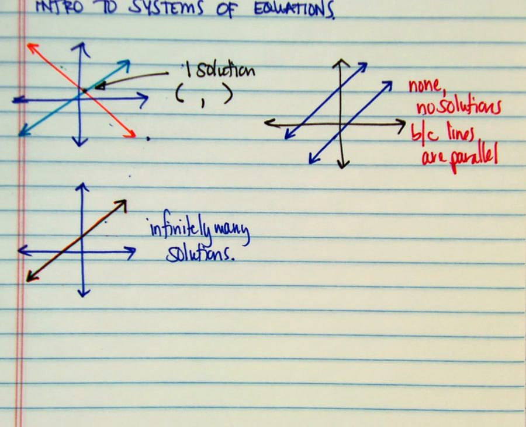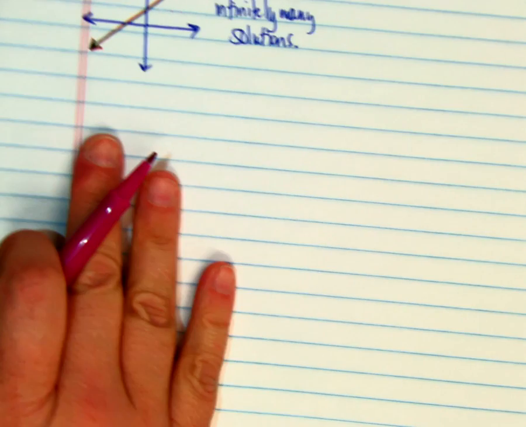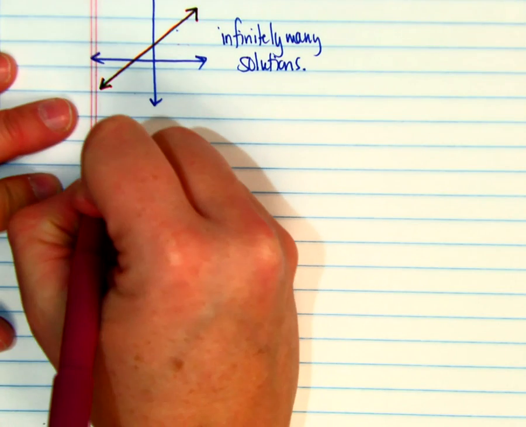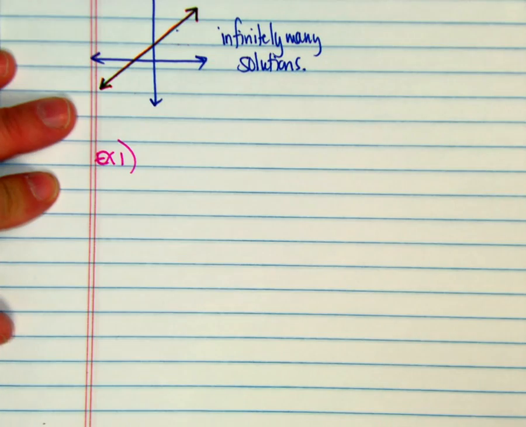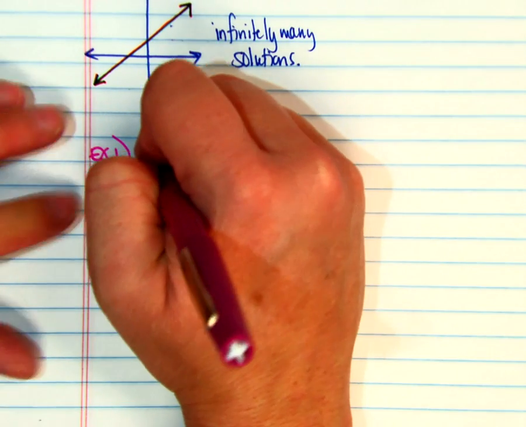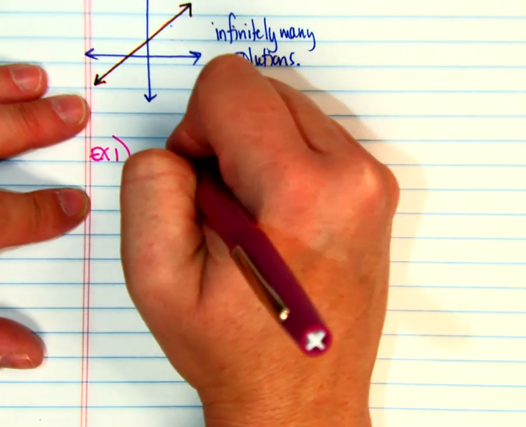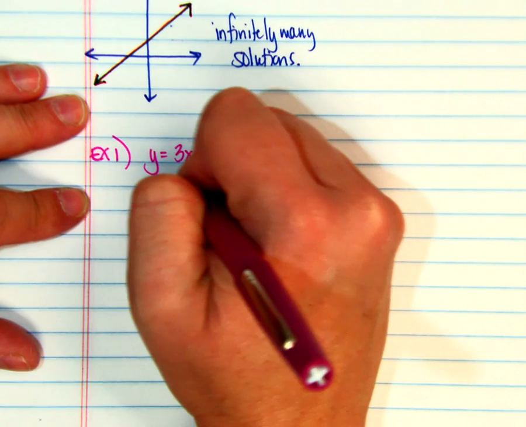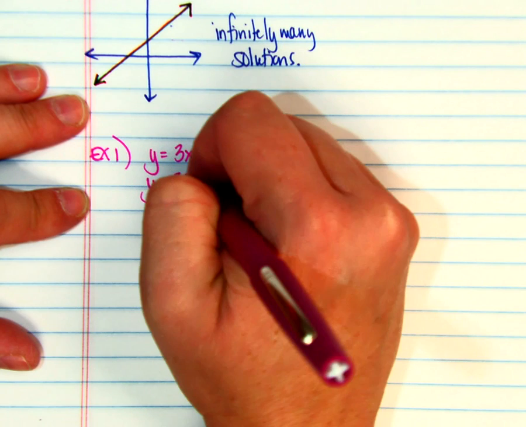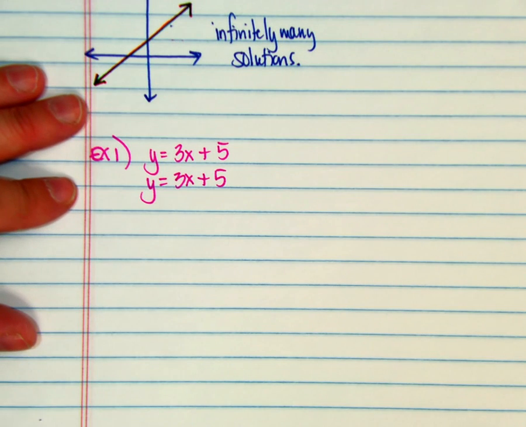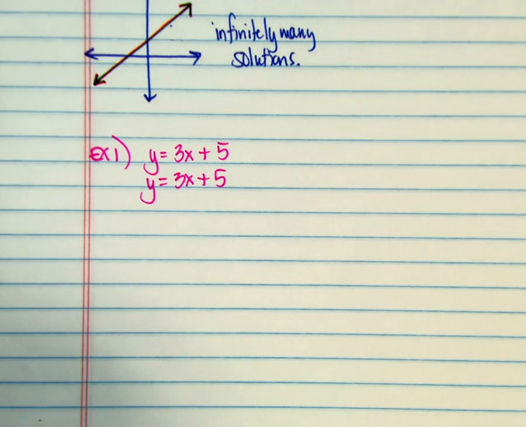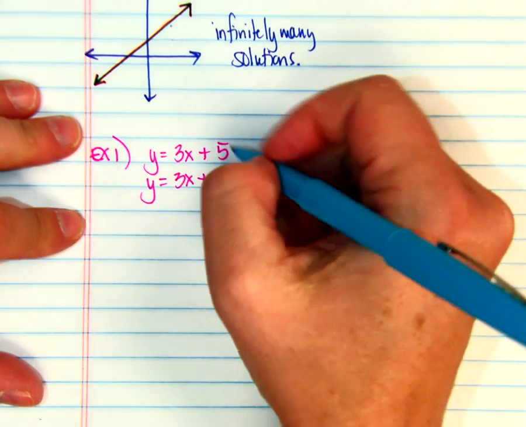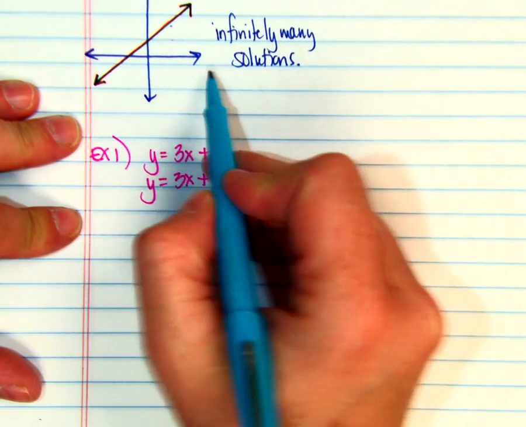You should also be able to tell how many solutions by looking at the system itself. So this is by looking at an actual system. We'll have this as example 1. So if I give you y equals 3x plus 5 and y equals 3x plus 5, and I ask you to graph those, aren't these going to be the same line?